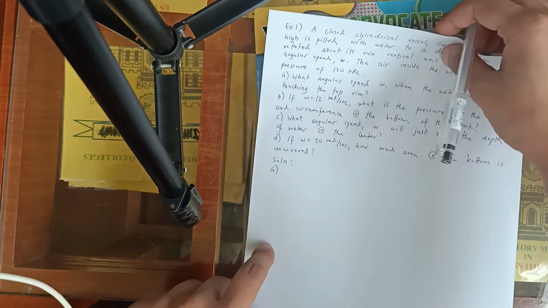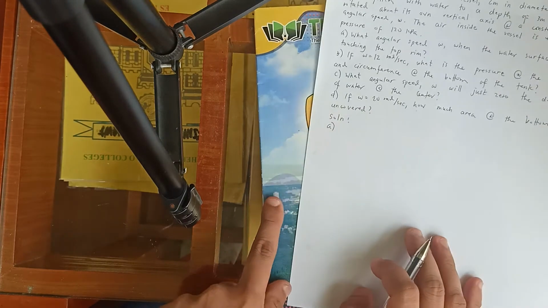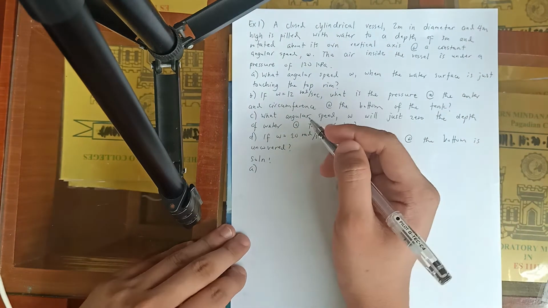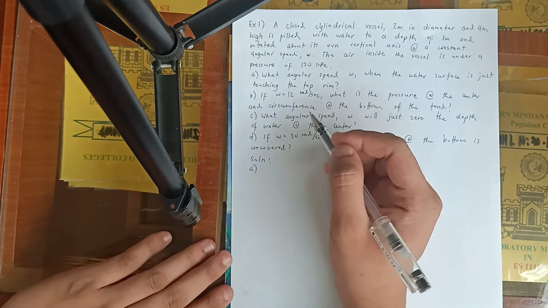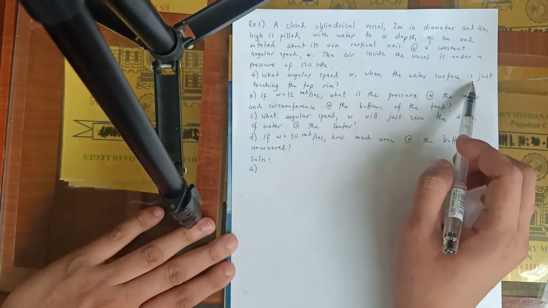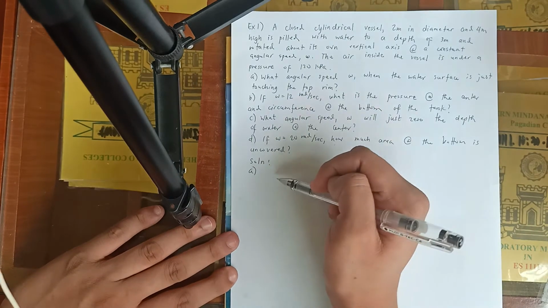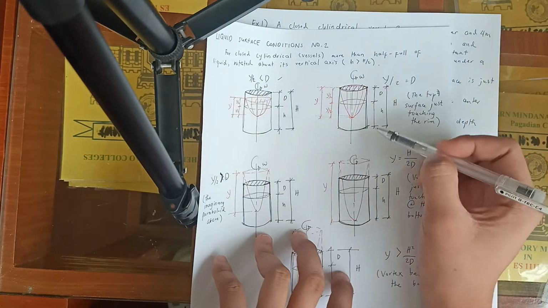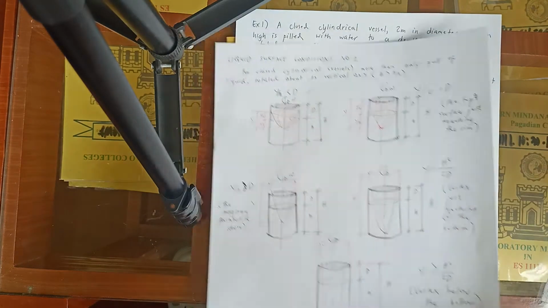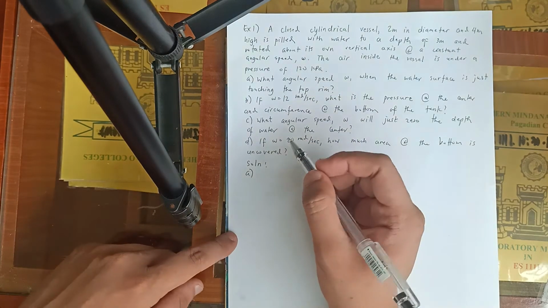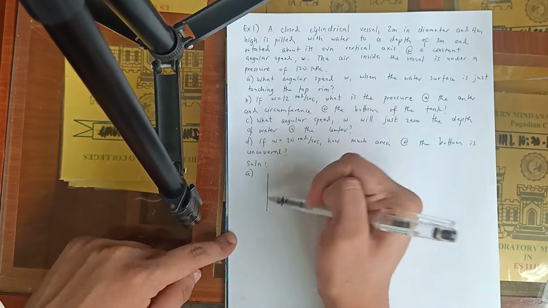So for A first, the solution is here. It is asked what the angular speed is, and we are instructed that the water surface is just touching the top rim. So the condition number 2, or the second condition, is applicable to the said problem. So this is the illustration.